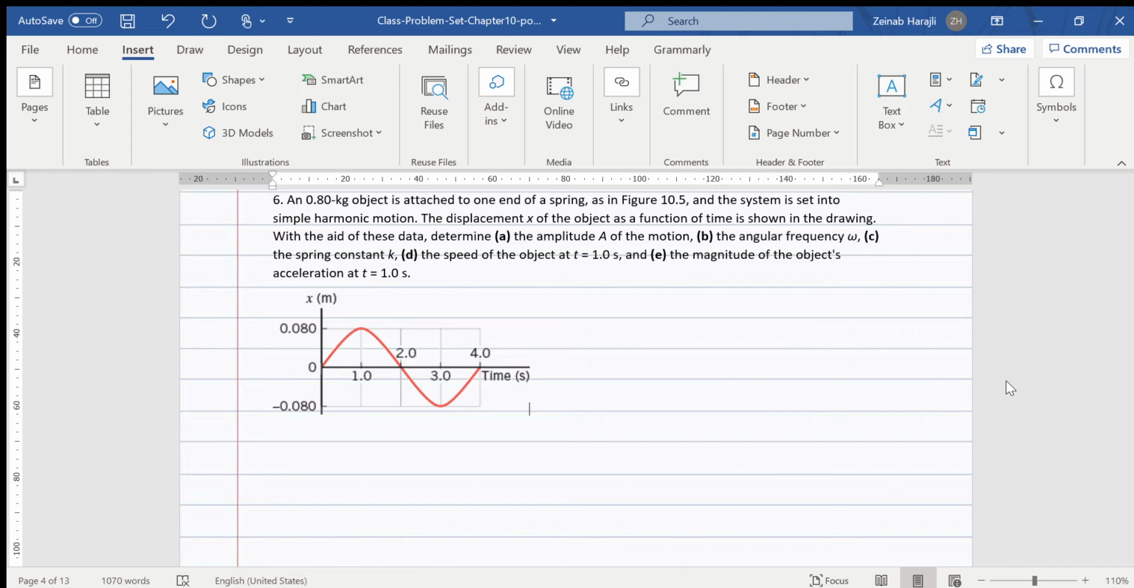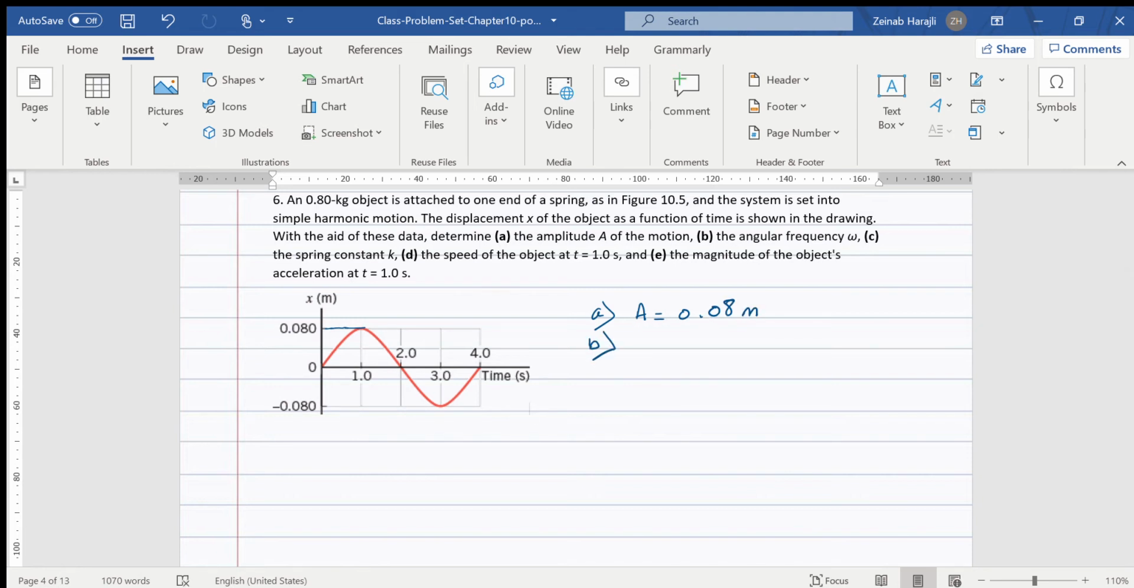So the first part is straightforward. We can see that the amplitude A of the motion is basically the maximum displacement, and we can read this from the graph here. It's equal to 0.08 meters.